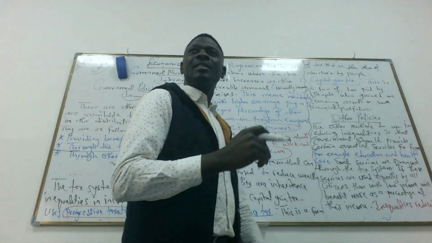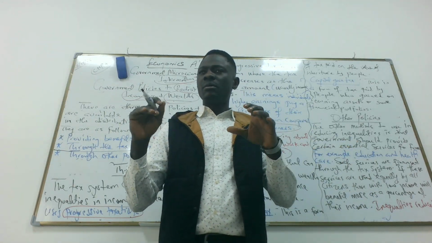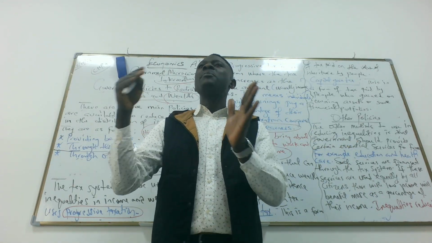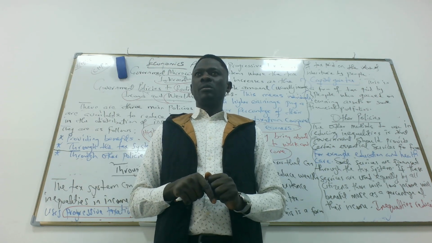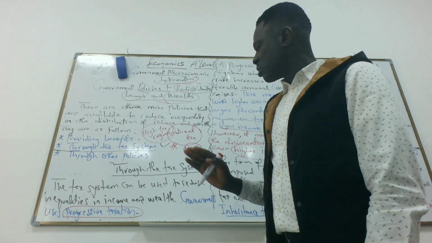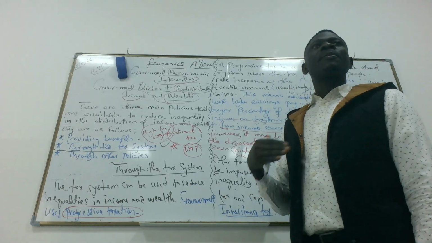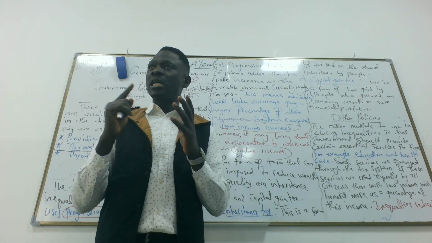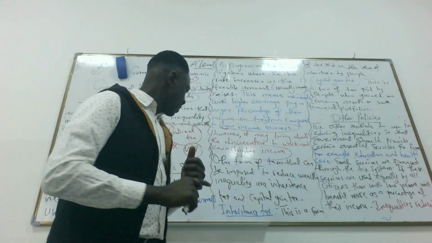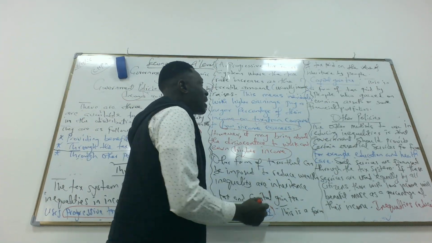A government where people pay more taxes because they earn more. Do you get it? So that is the problem about using progressive taxation. There are other forms of tax government could use to reduce the gap between the rich and the poor. We have the inheritance tax, and the capital gain tax, CGT.